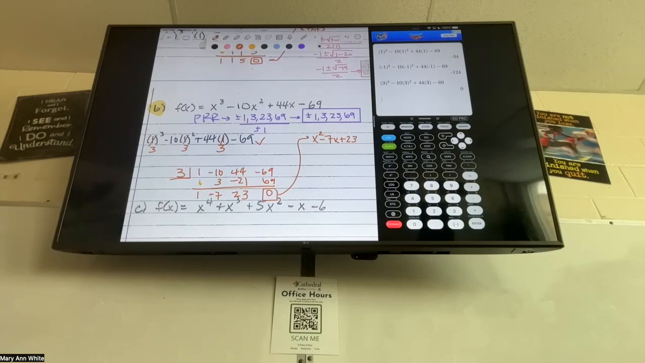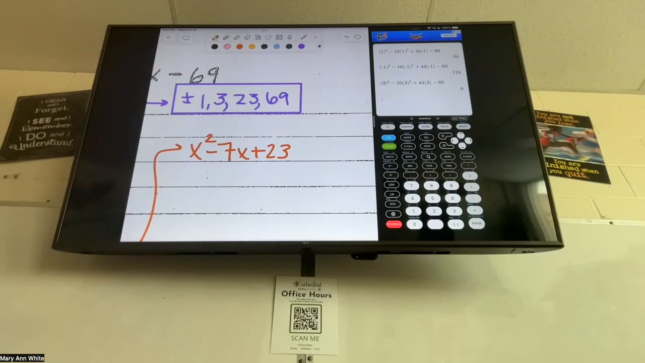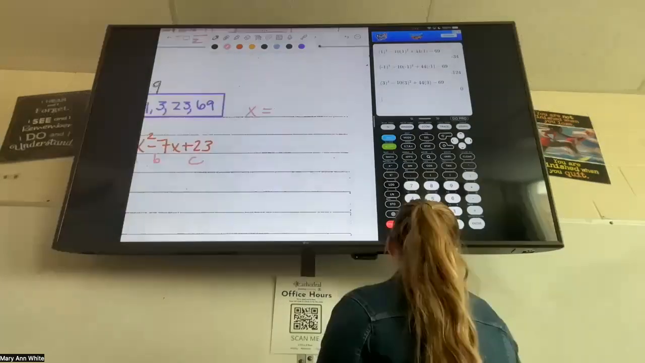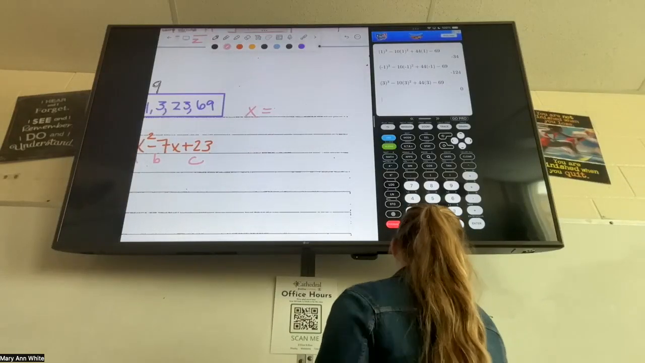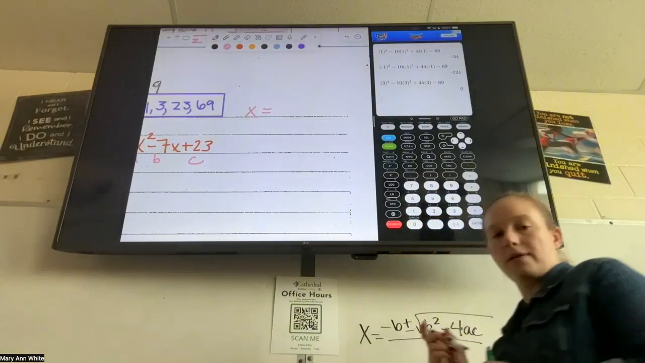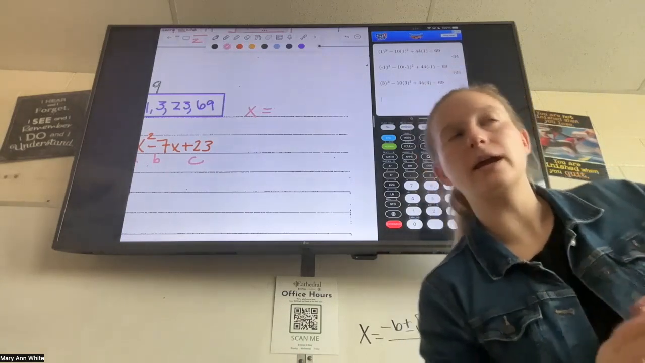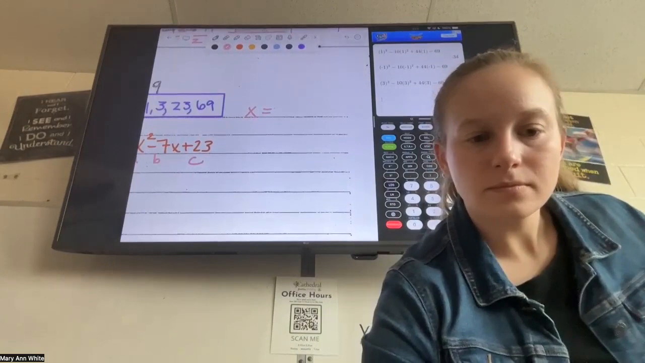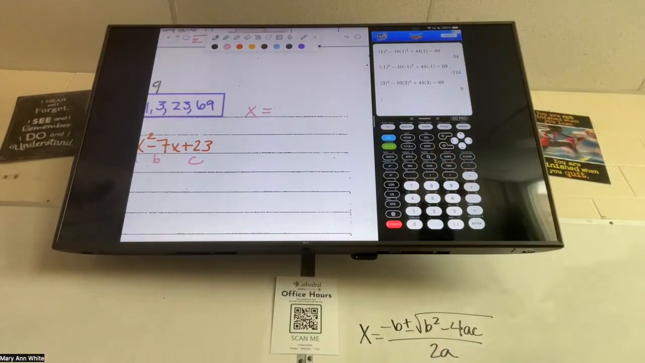Won't factor. Opposite of B. Hopefully we're good. Yeah, this is the quadratic formula if you forgot. Go ahead and jot it down. Because I can't factor this, I'm gonna just use the quadratic formula.